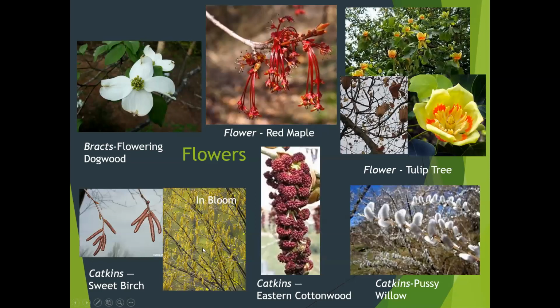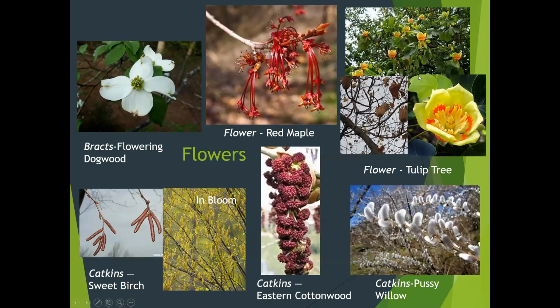And catkins are also flowers. So these are important identifiers. They stay on through the winter, so they haven't emerged yet. And once they're in bloom, they sort of turn yellowish green. There are really magnificent catkins on the eastern cottonwood. And this is a pussy willow. So you can see catkins that look like that.